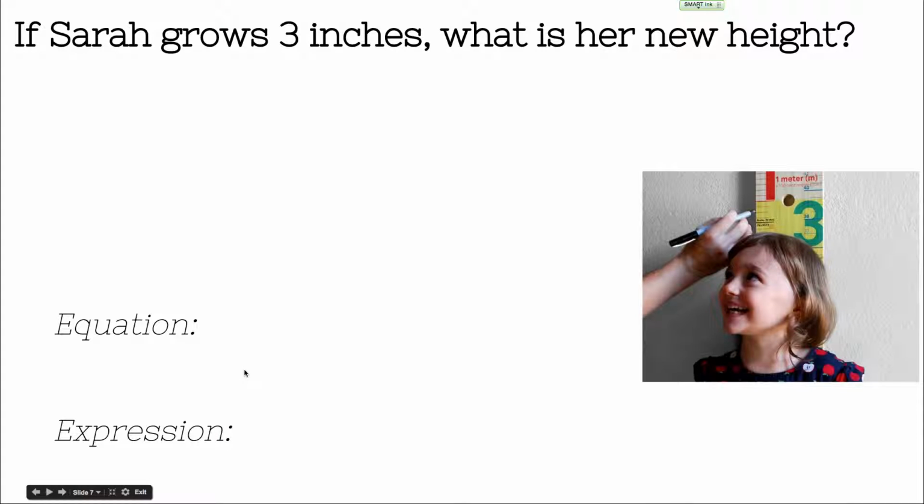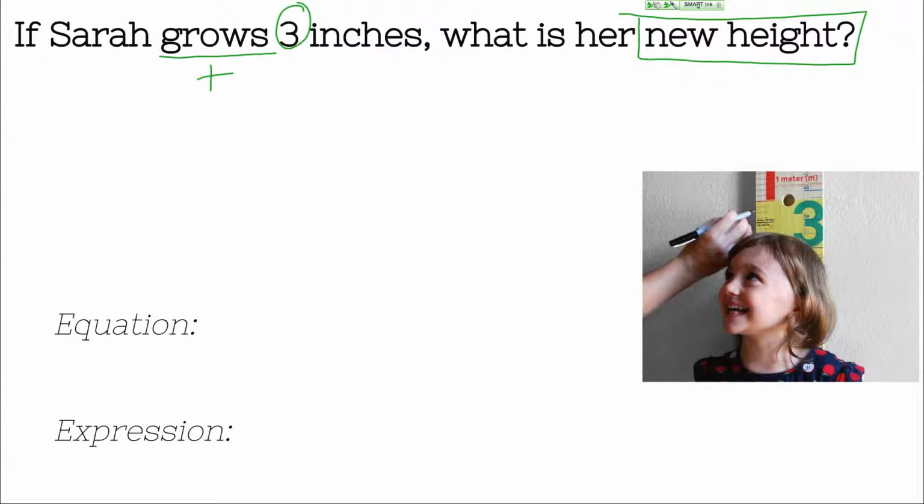So in this example, if Sarah grows 3 inches, what is her new height? So now I know what number I need to use. And then I need to find my keyword, grows, and that keyword is under the addition section. And what I'm trying to figure out is, what is Sarah's new height? So an equation I might think of is, I want to figure out the new height. And what does that equal? Well, it's her old height plus 3 inches. So my expression is just h plus 3.